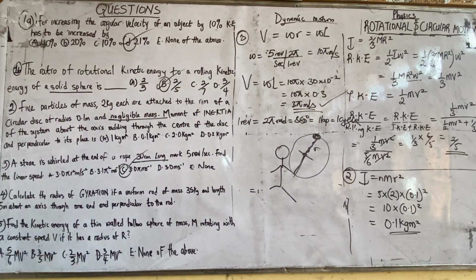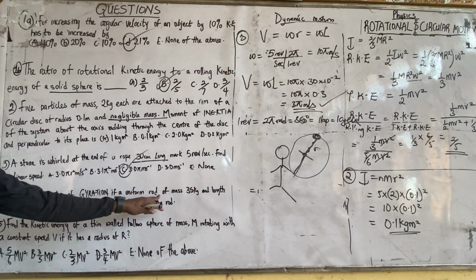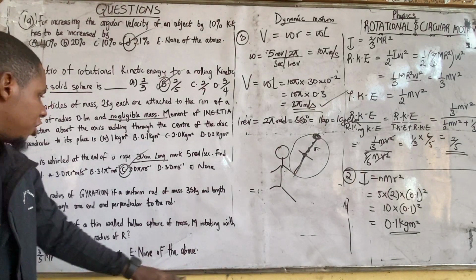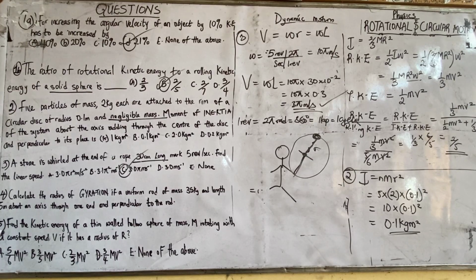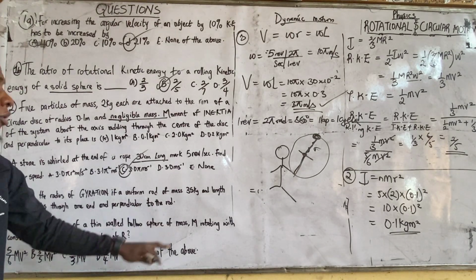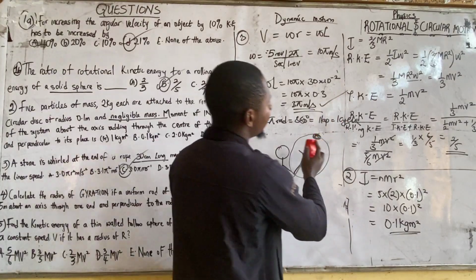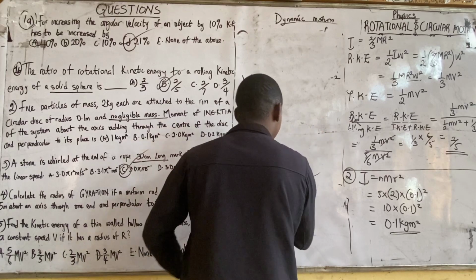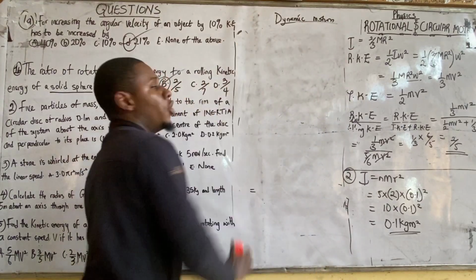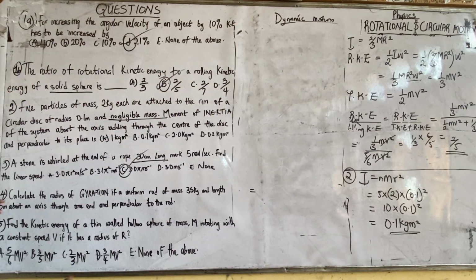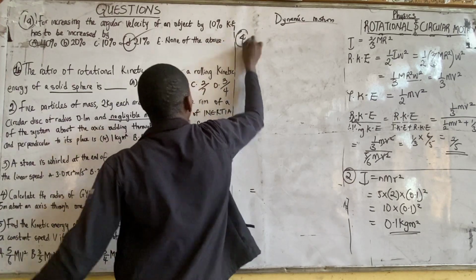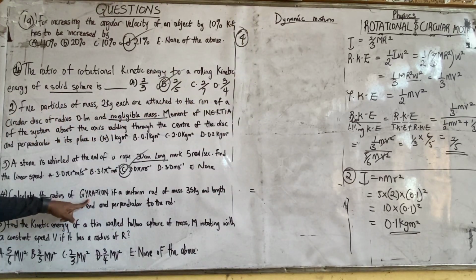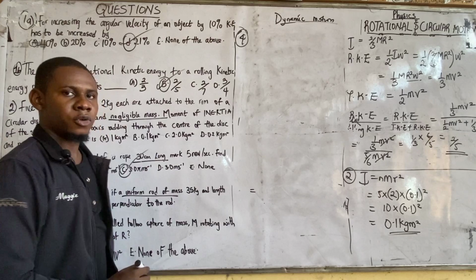The next question, we are asked to determine the radius of gyration of a uniform rod of mass 35 kg and length 5 meters about an axis through one end and perpendicular to the rod. So let's look at the question. I think I can clean this down. So going down, we are asked to determine the radius of gyration of a uniform rod.